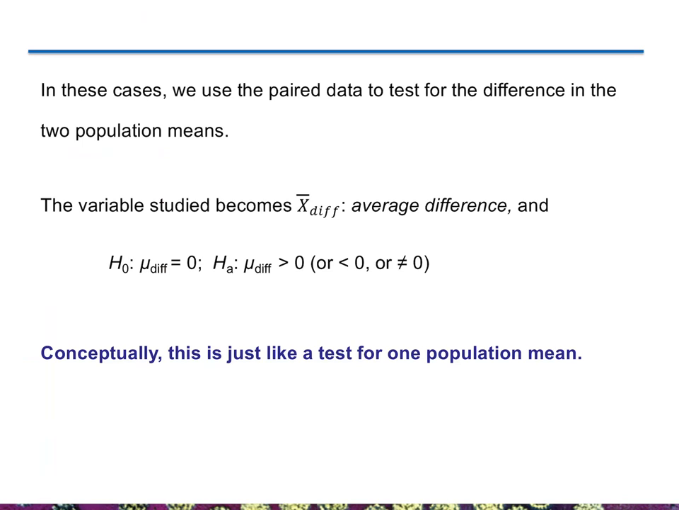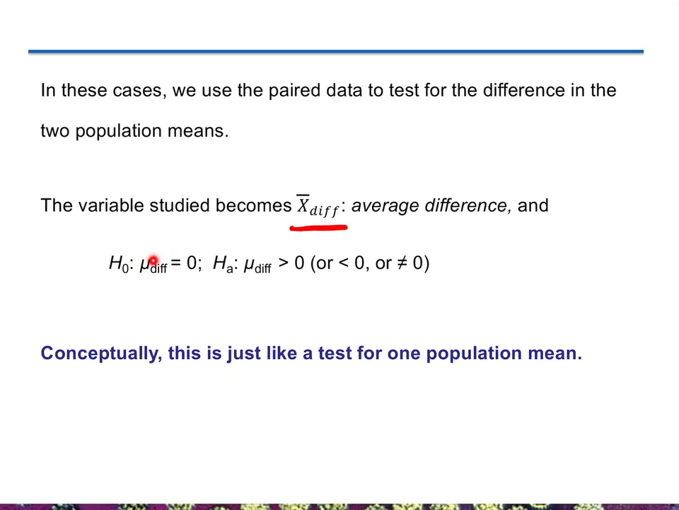All right, so in these cases where we know we're going to have a matched pairs design or a matched pairs t-test, we're using the paired data to look for a significant difference in two population means. Importantly, the variable that we're looking at is the mean difference, or the average difference. So, the average difference in these 10 students between their pre-test scores and their post-test scores. The mean difference is the statistic that we're testing.